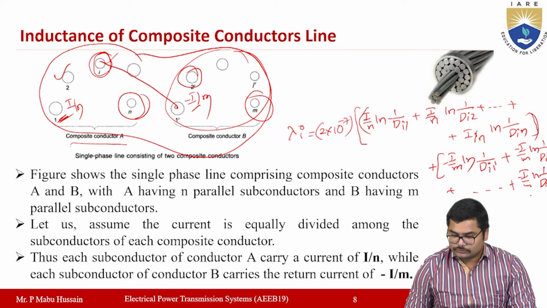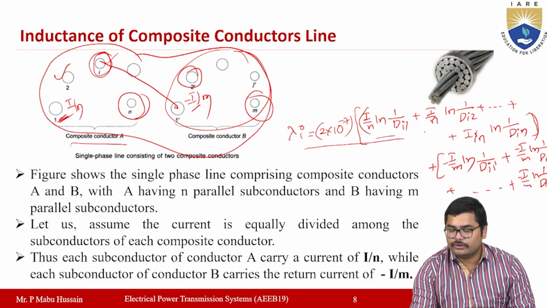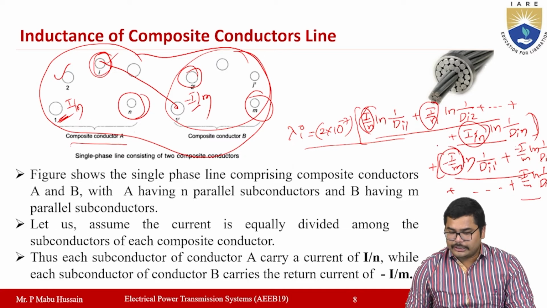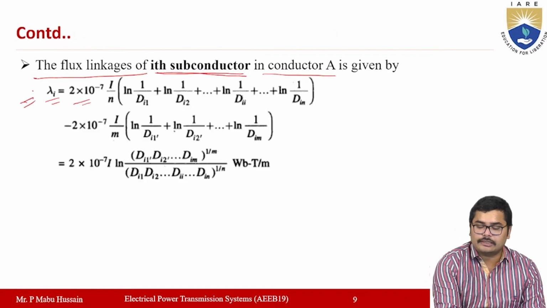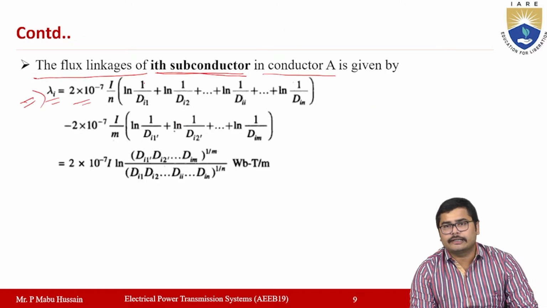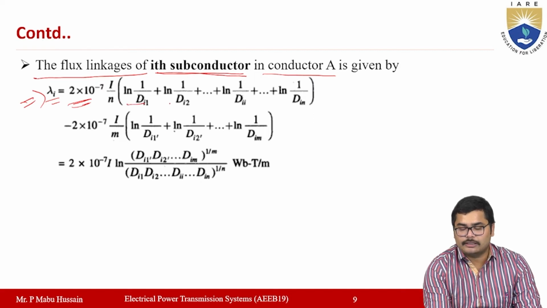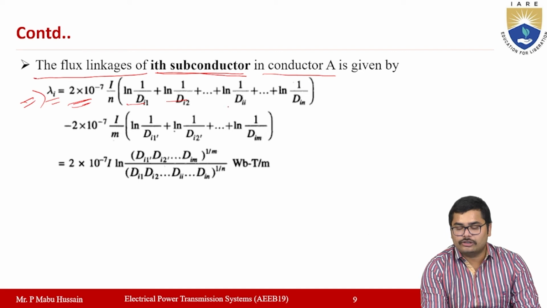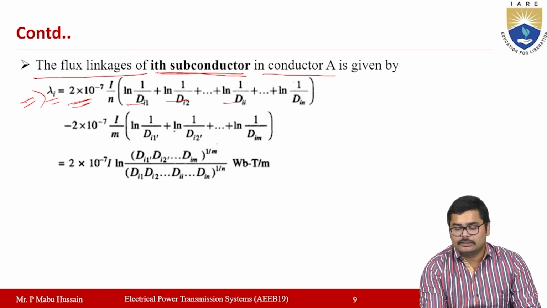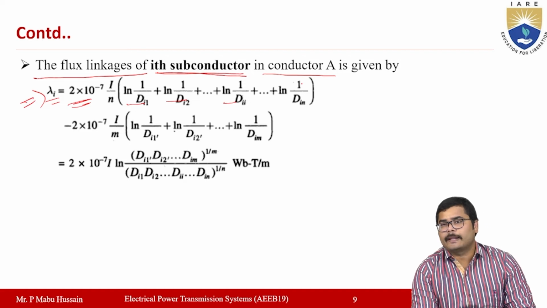Okay. So if you observe, in all the terms you have I by n as common. In the second term you have minus I by m as common. So you take those two terms common. Then you can write the flux linkage of the ith subconductor in composite conductor A as lambda I equal to 2 into 10 power minus 7. If you take I by n common, then I by n into ln 1 by di1 plus ln 1 by di2 and so on, plus for the same conductor I, ln 1 by dii, and so on, plus for the nth conductor ln 1 by din.